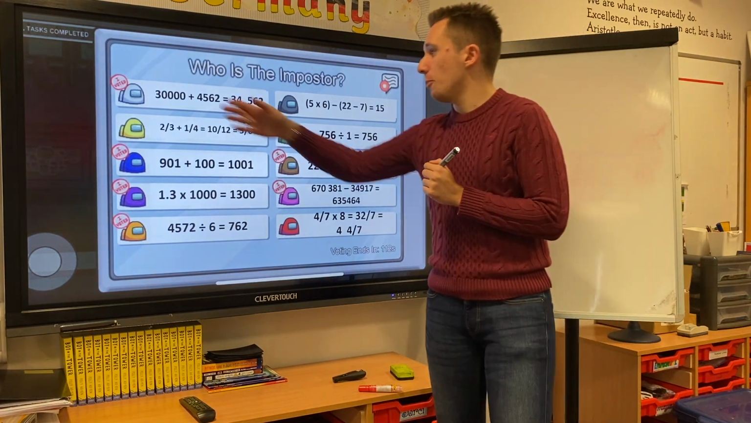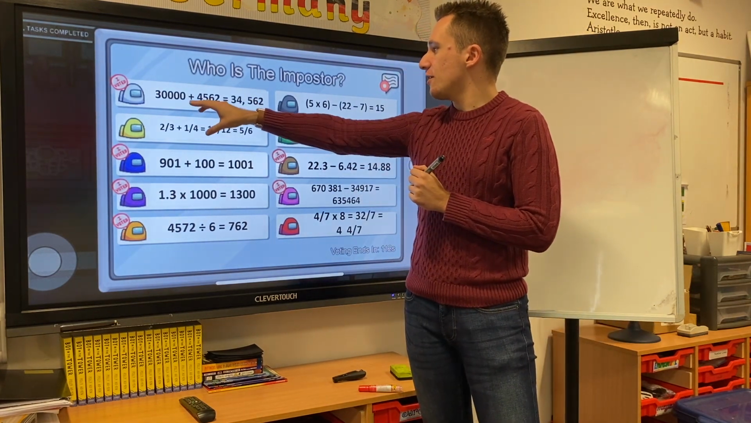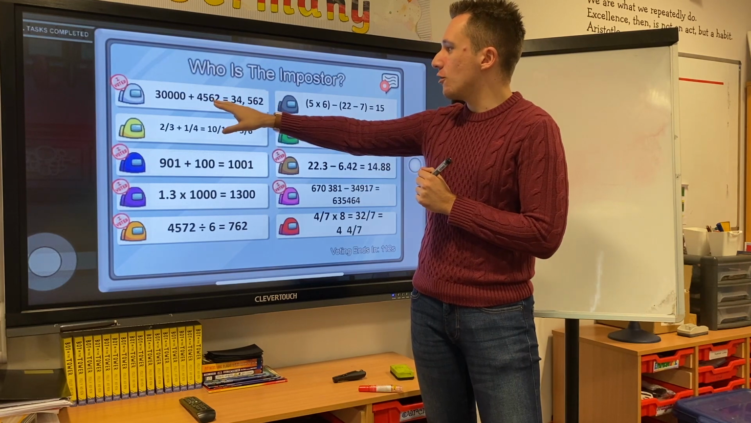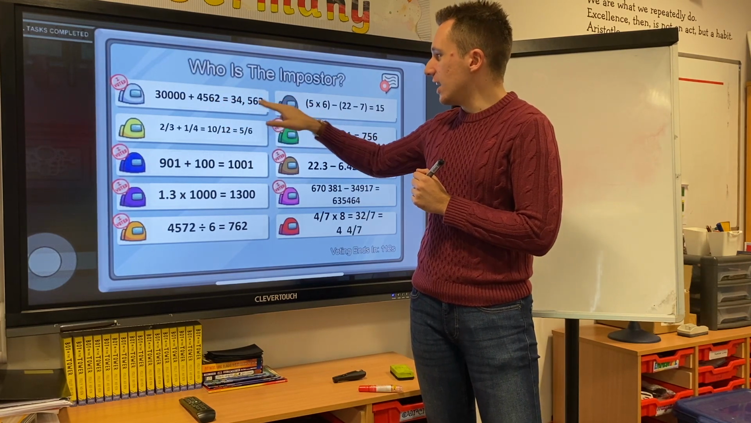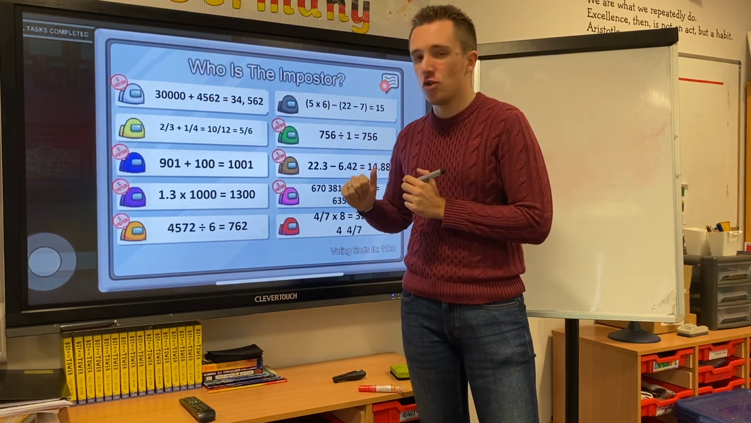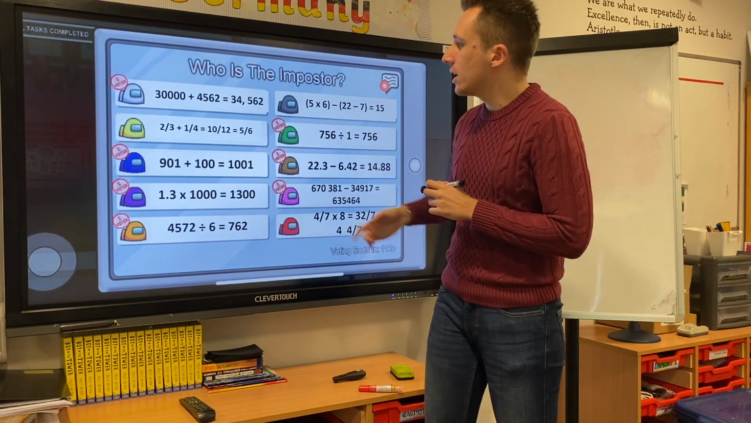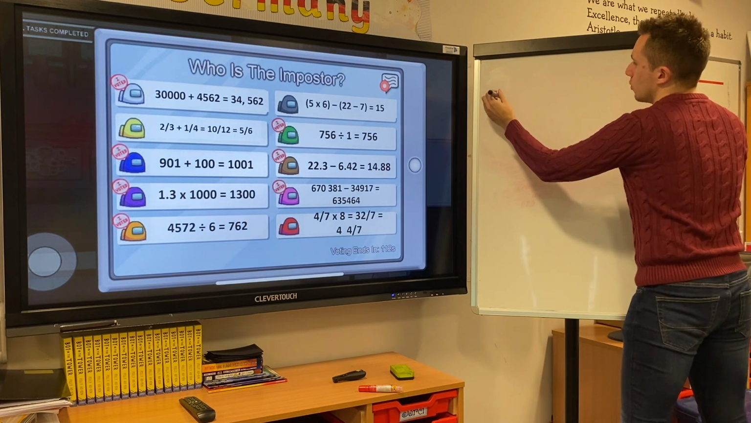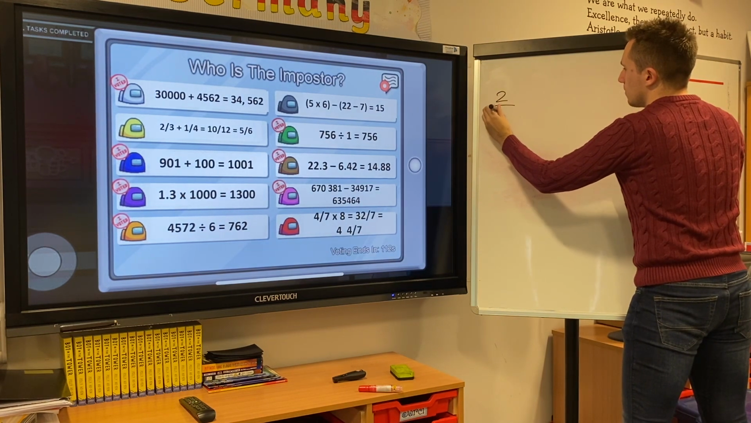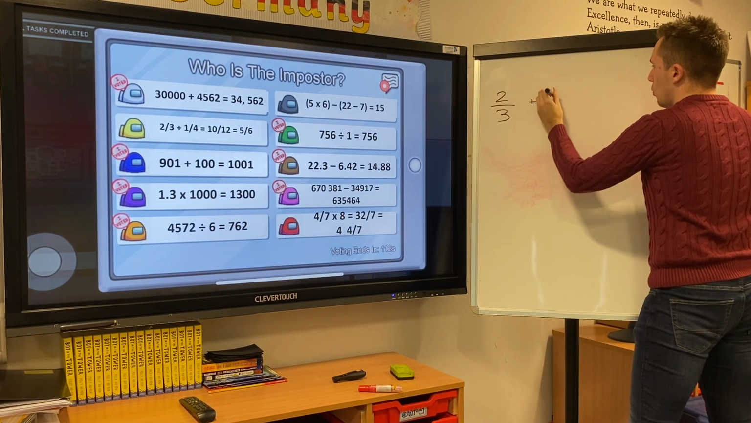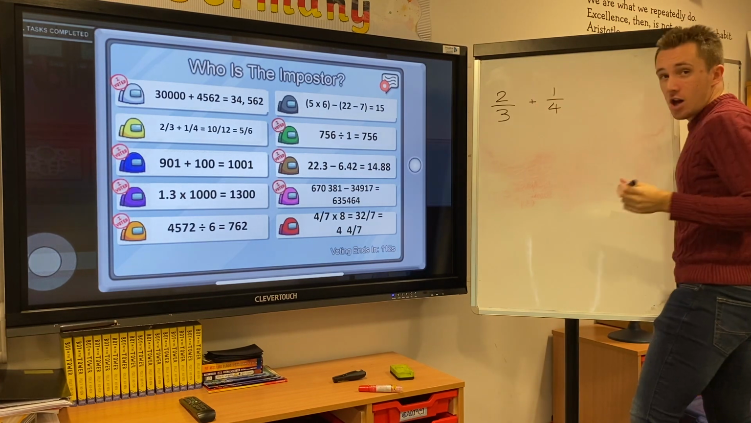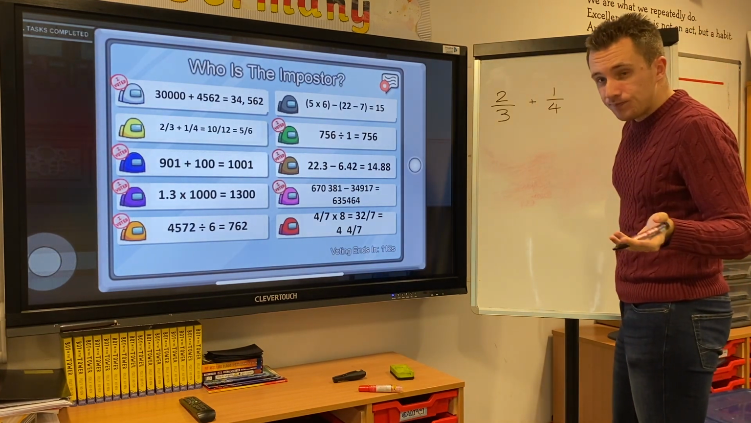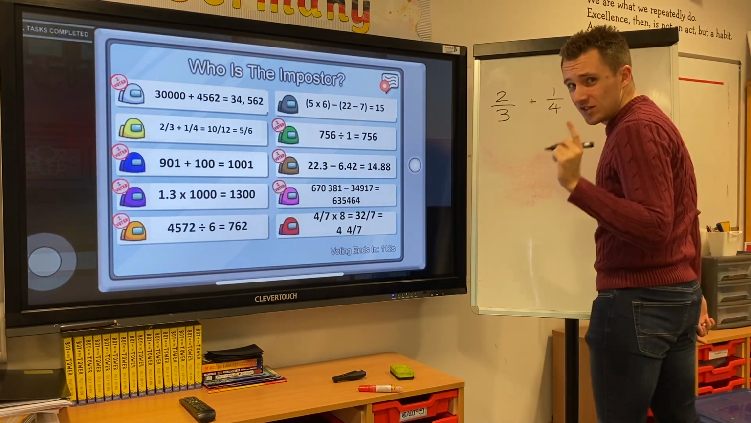So, start at the top left here. 30,000 plus 4,562 is 34,562. Happy with that? Next one, 2/3 add a quarter. Okay, so 2/3 add 1/4. Well, at the moment we can't do it because the denominators are different.